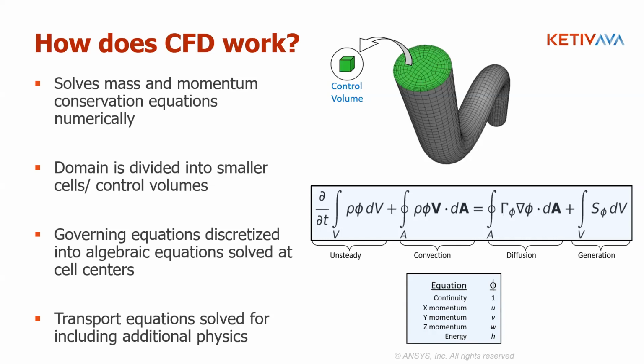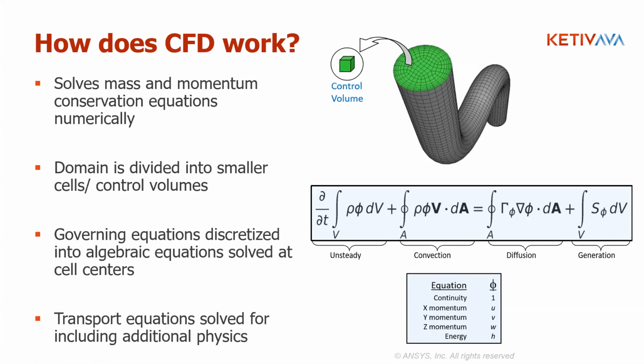So based on the conservation, the preservation of these quantities and discretizing them to convert them into algebraic equations, you get the values that you need at every cell center. So if you wanted pressure at this location, you would get it. If you wanted pressure at another location, you would get it.